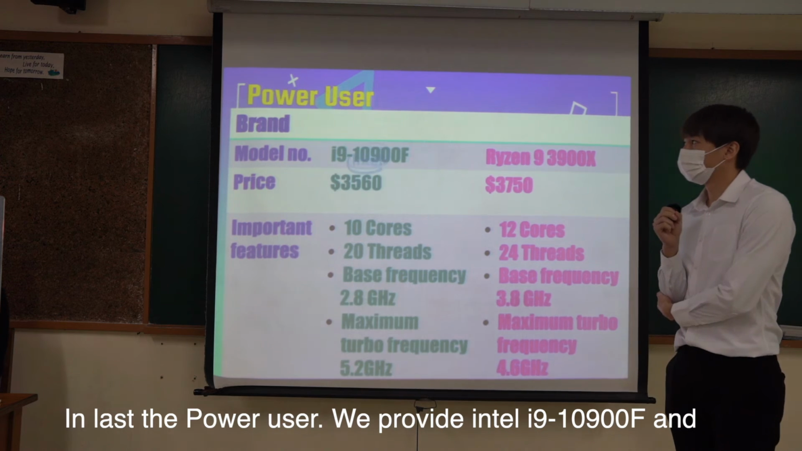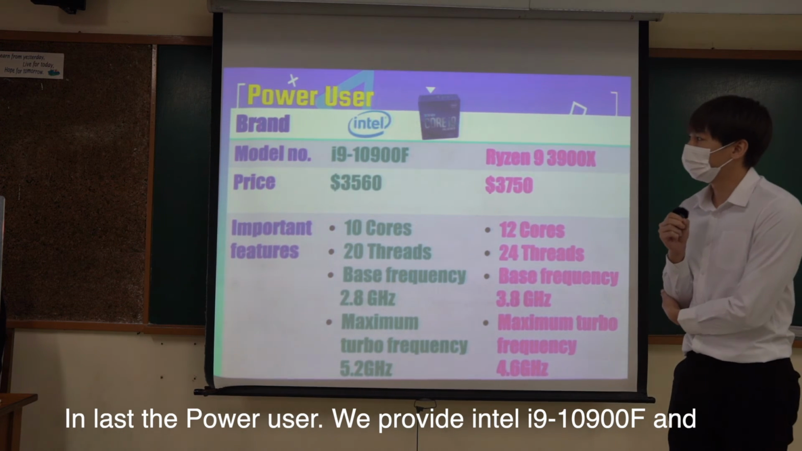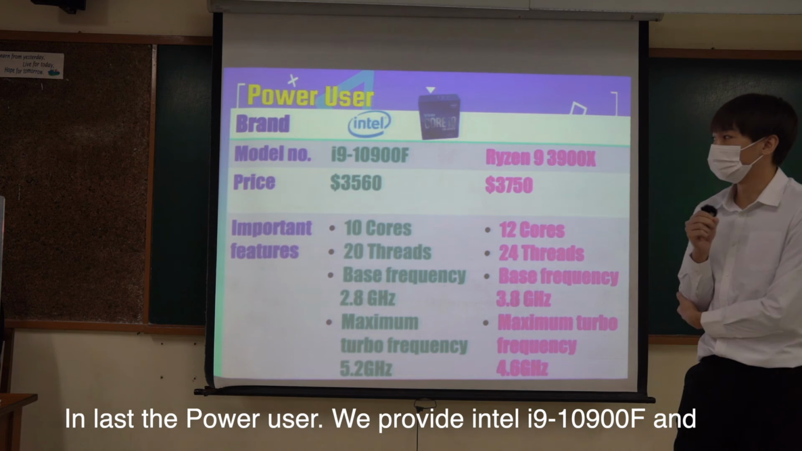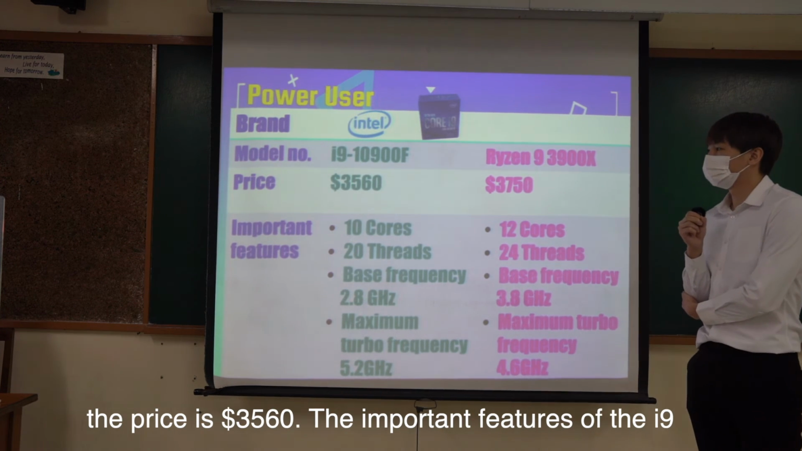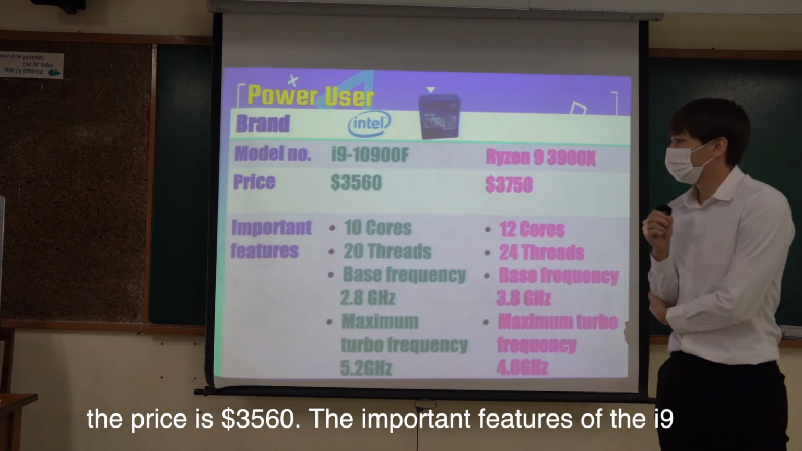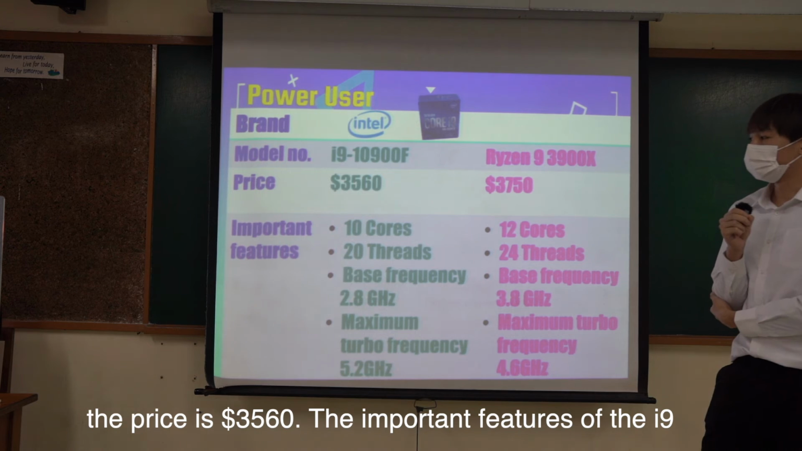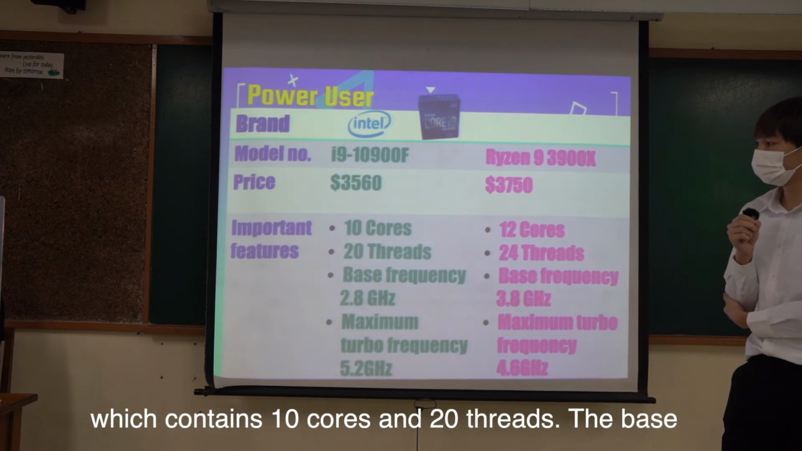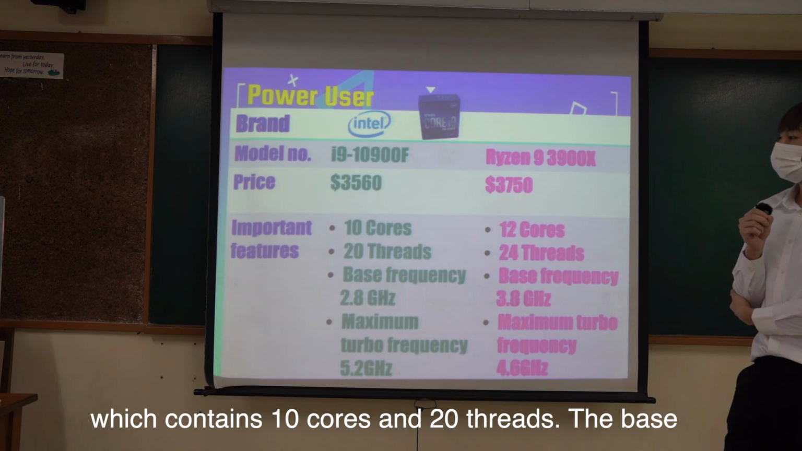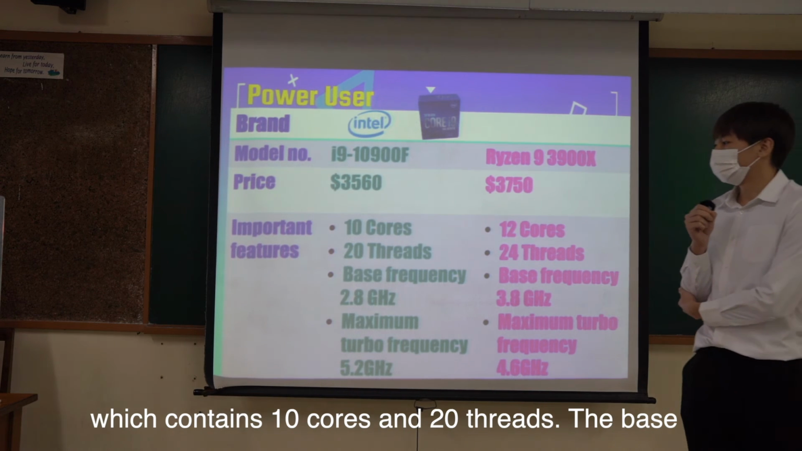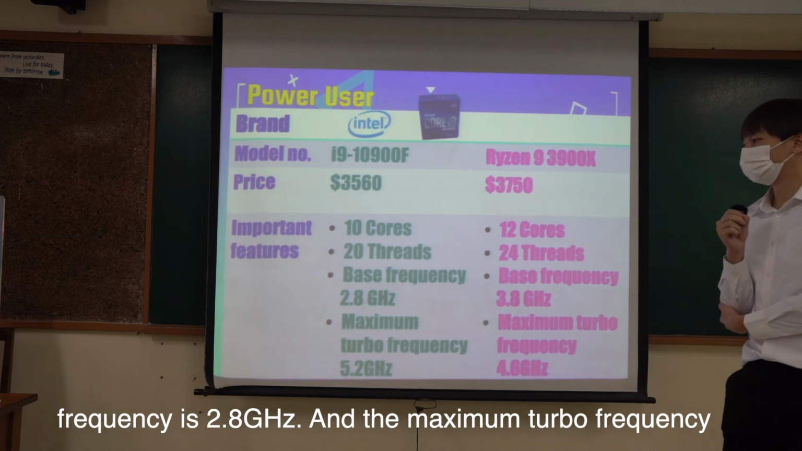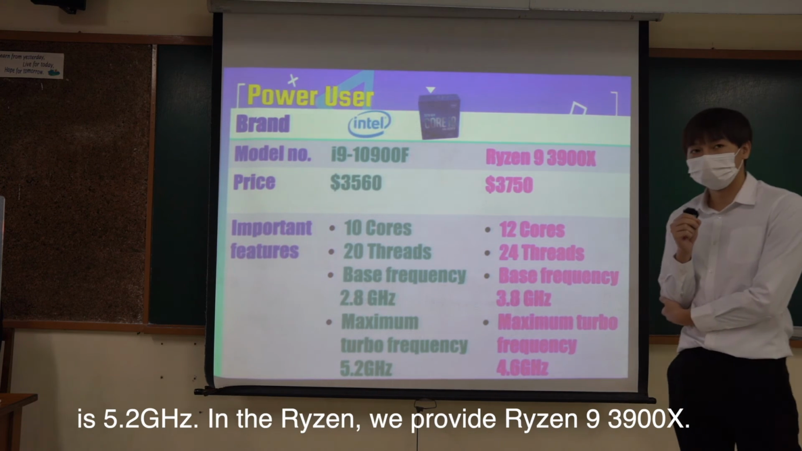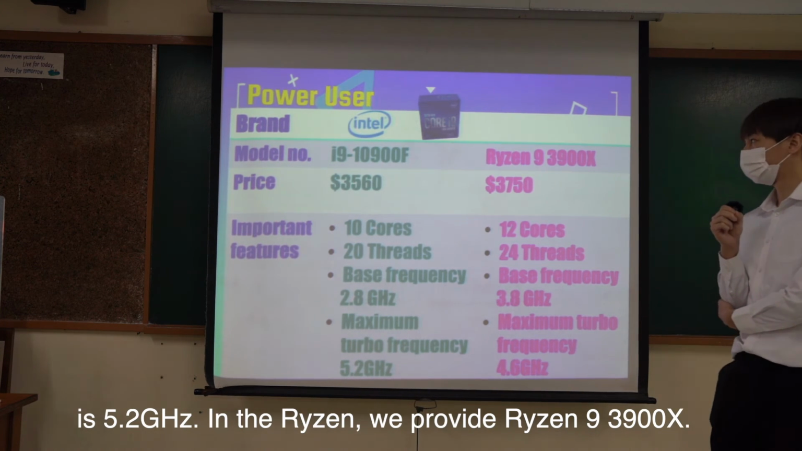And last, for the power user, we provide the Intel i9-10900F, and the price is 3,560. The important features of the i9 are 10 cores and 20 threads, and the basic frequency is 2.8 GHz, and the maximum turbo frequency is 5.2 GHz.